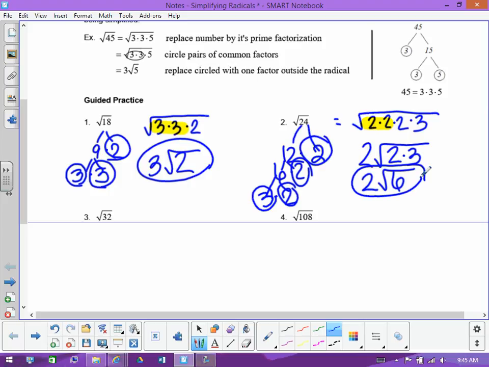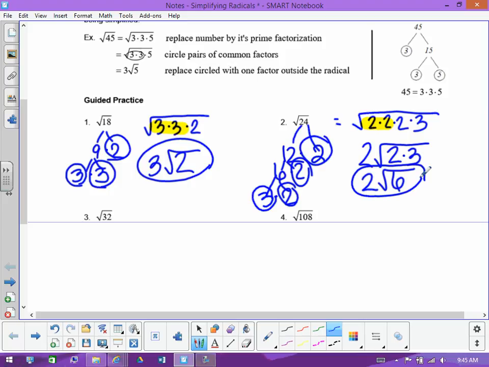You can always check these. You want to make sure that whatever's left inside here is a prime number. And you should be able to go back to your calculator, put in square root of 24 and 2 square root of 6, and it should be the same number. If it's not, you need to go back and check and see what you've left out here.